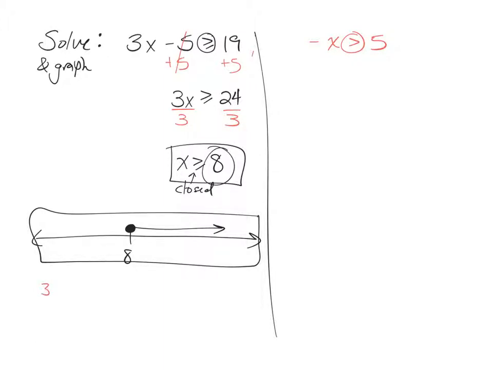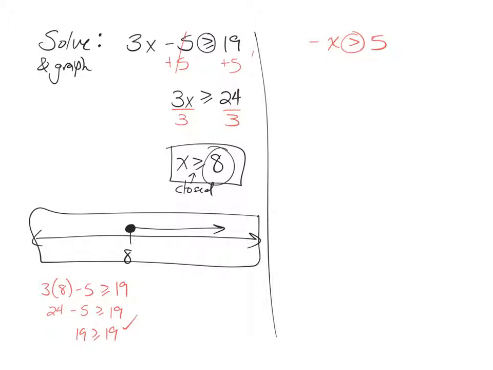So let's see, 3 times 8 minus 5 is greater than or equal to 19. So I'm picking 8 and I'm putting it back into this inequality just to check if it's true. So I have 3 times 8 is 24, minus 5 is greater than or equal to 19. 19 is greater than or equal to 19. Yeah, that's true. 19 and 19 are equal, so this is a true inequality.